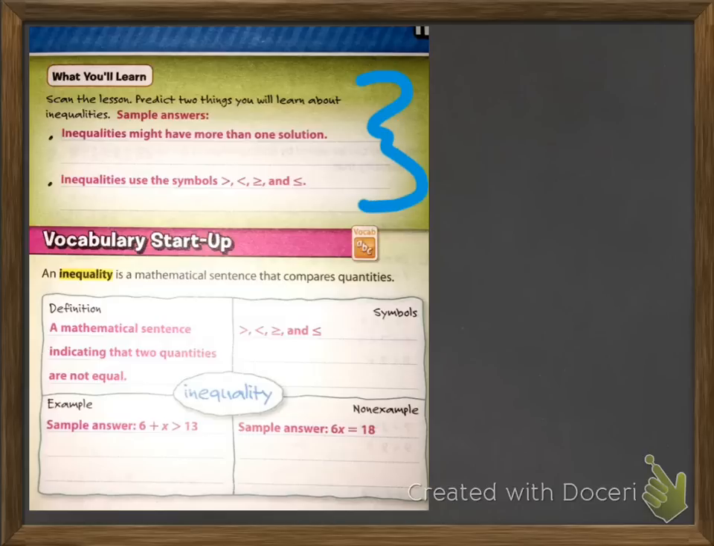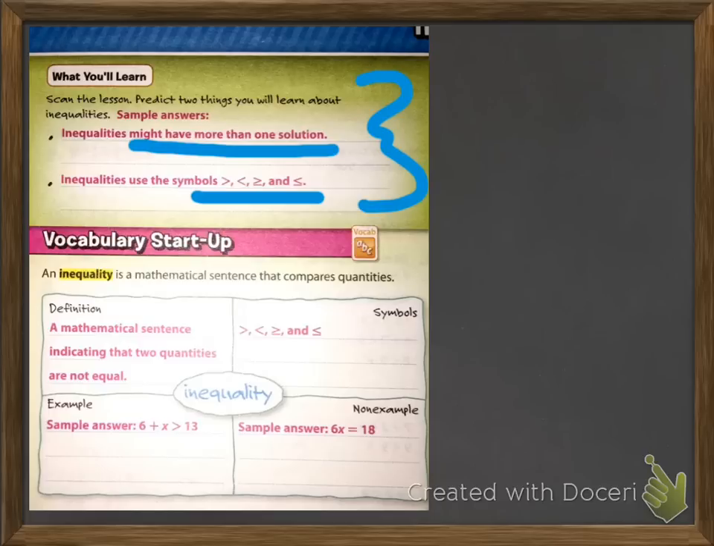The two things that we're going to be learning today are that inequalities might have more than one solution, and that inequalities use symbols such as greater than, less than, greater than or equal to, and less than or equal to. Go ahead and pause the video so that you can copy this information down, including the vocabulary on what an inequality is. I will go through the vocabulary part once you have copied it down.